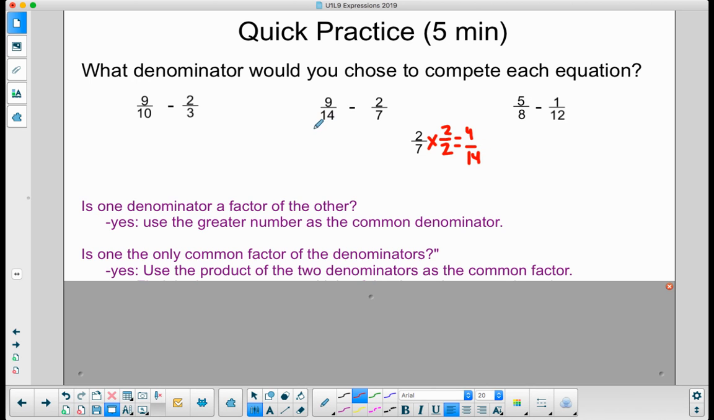And then I would rewrite my expression. 9 14ths does not need to be changed. That's why this is my first question I ask. Subtract 4 14ths.